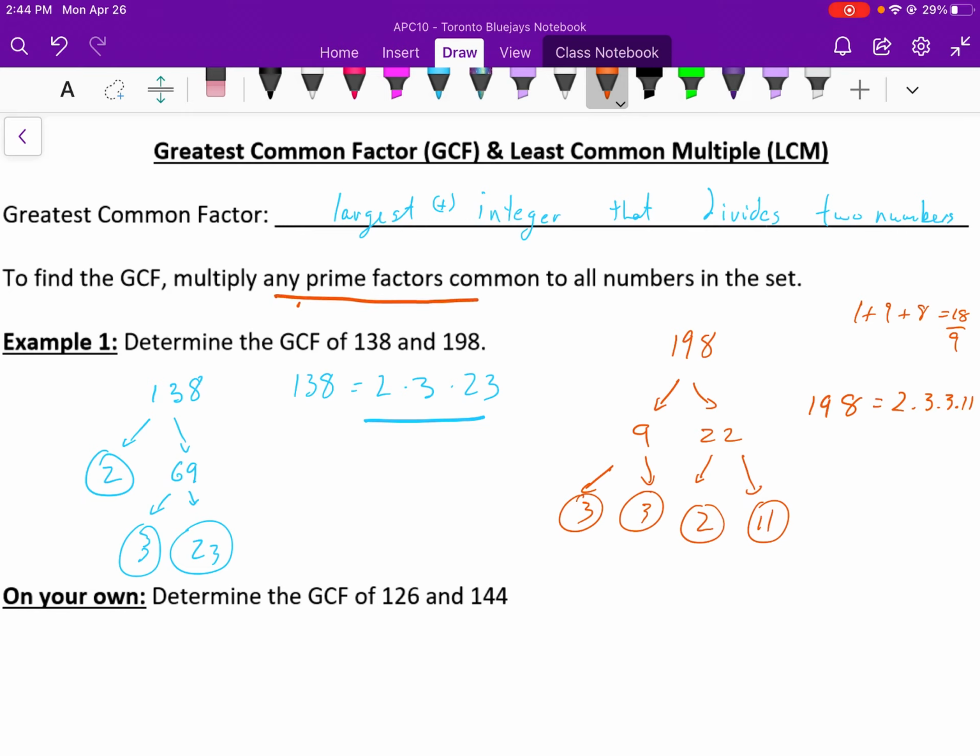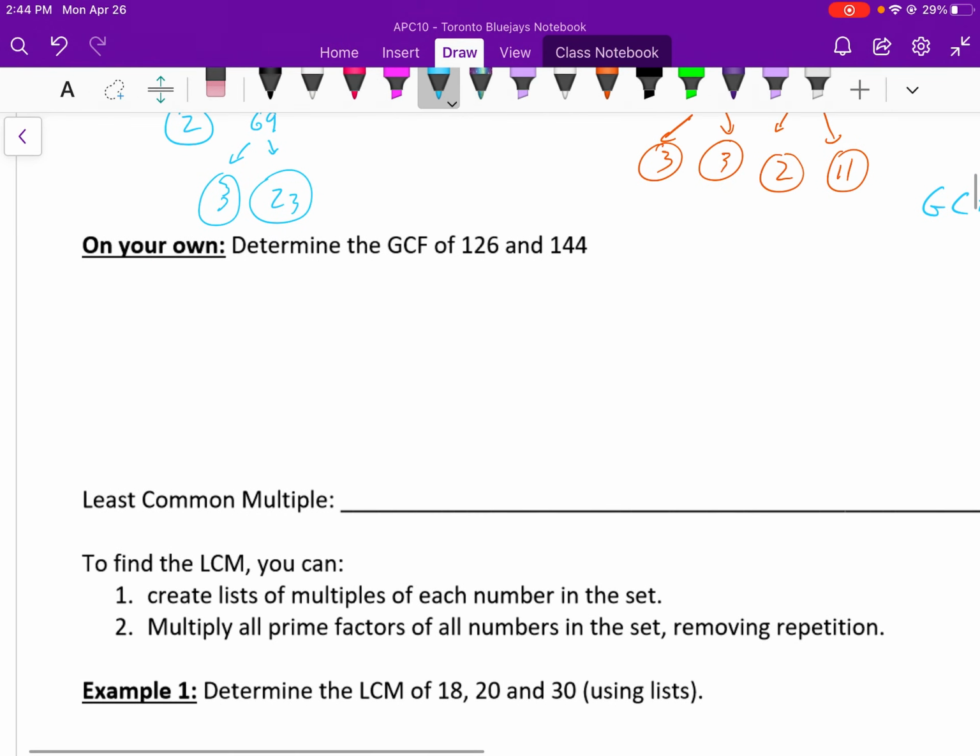So we're going to multiply any prime factors common here and here. What I notice is we have a 2 in common and we have a 3 in common. So the greatest common factor is going to be 2 times 3, since 2 and 3 are both factors of both numbers, or 6 is the greatest common factor.